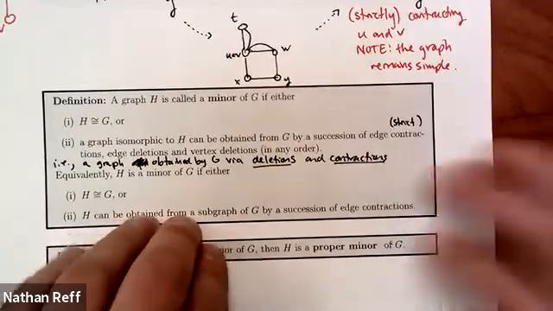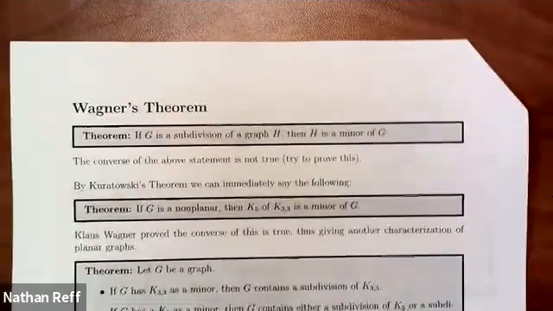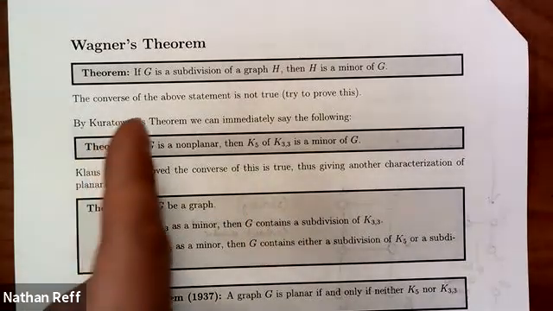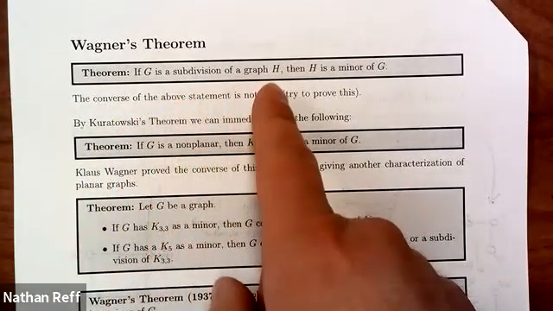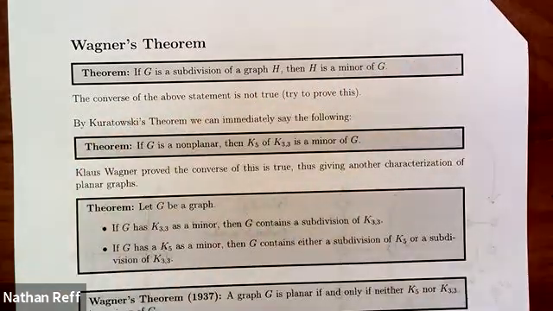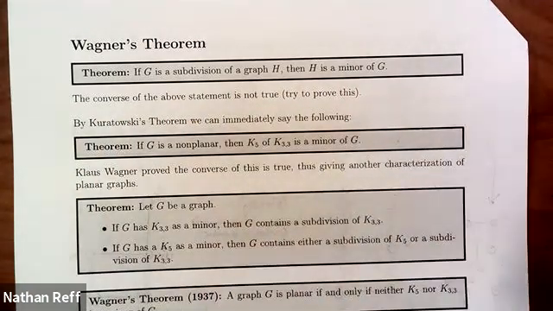Okay. Now we can say a theorem, which is even nicer. So Wagner's theorem. Okay, we'll get to that in just a second. So if G is a subdivision of H, then H is a minor. Okay, so that's one theorem. So this is relating subdivisions to our new structure of being a minor.